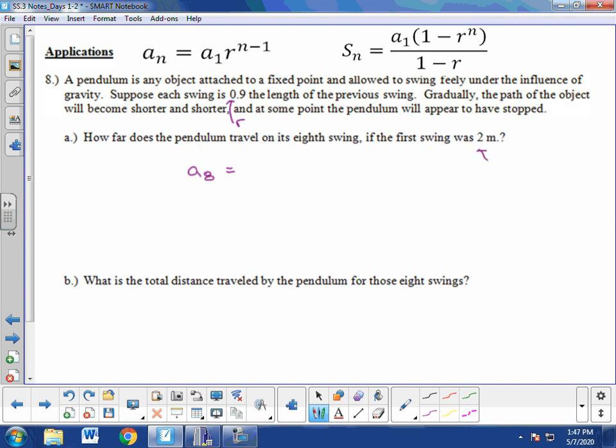So this is a sub 1. We're going to put that in. What is the ratio? Well, the ratio is 0.9 or 9 over 10. We can use the decimal, that's okay, 0.9. We would be taking the ratio to the n minus 1 power, so this would be the 8 minus 1 power, which would be 2 times 0.9 to the 7th power.